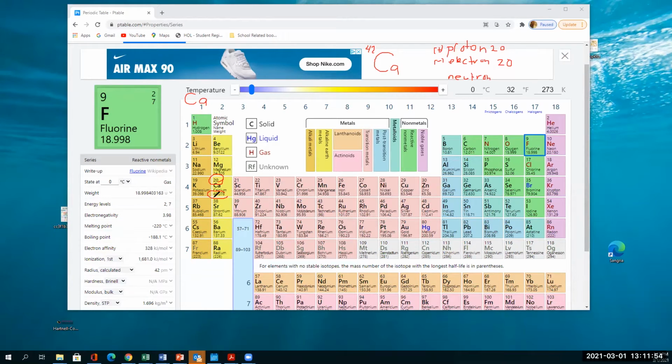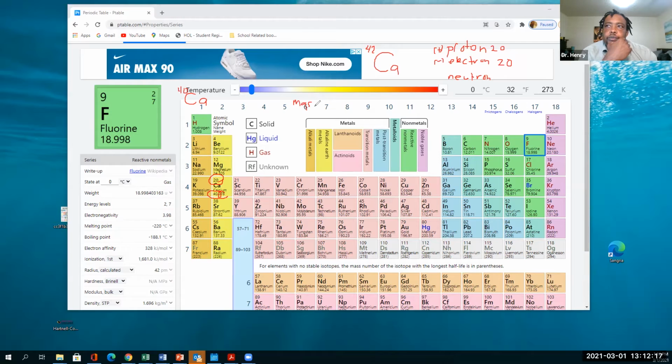Would it be 41? Or 40? 40, yes. So in this case, the mass number for the normal calcium on our periodic table is 40. So the way that you calculate your number of neutrons is: the mass number is equal to the number of protons plus the number of neutrons.